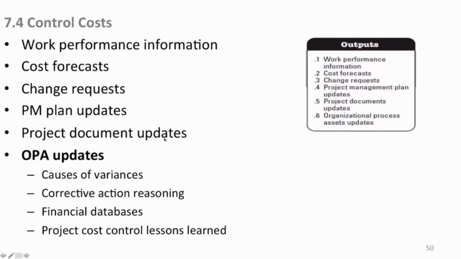Even though it doesn't say it, the lessons learned. How can I avoid this in the future? What did I do to correct it? That's your causes of variance, what corrective action you took and why. Financial databases too may have to be updated because the way you're spending money may have to be adjusted. And here are lessons, they are here, project cost control lessons learned. All valuable stuff for new projects if you do this. Very powerful stuff here. And if you've never thought about it before, please think about it now and how you can integrate this into your own project environments. So wow, that was fun, wasn't it?